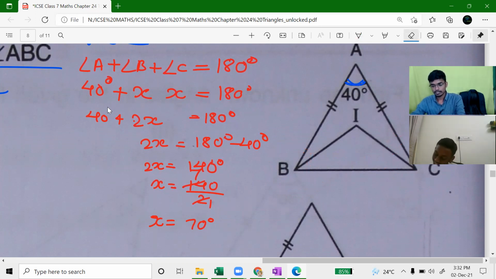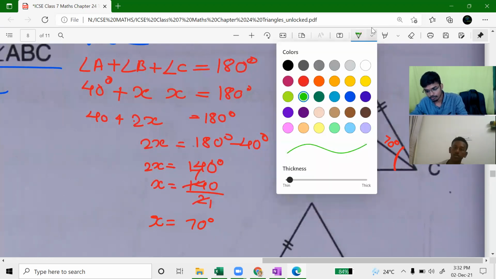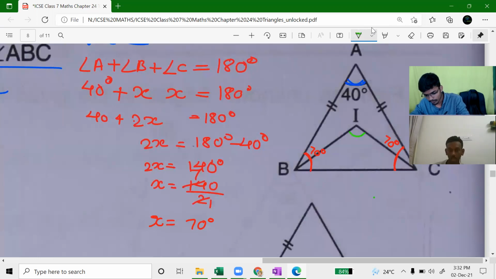Now tell me, if this complete angle is 70 degree, this is also 70 degree, right? But we know that this is the angle bisector. We have to find this angle, so for that we require the inner angle. So tell me the inner angle.